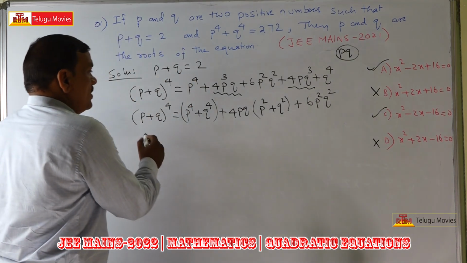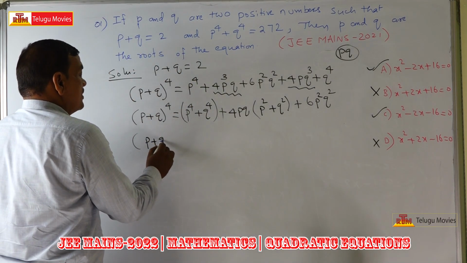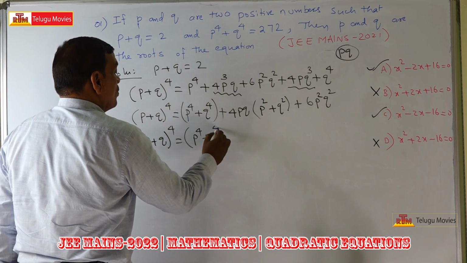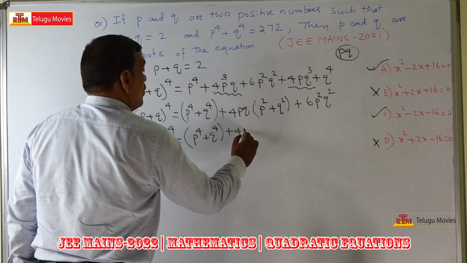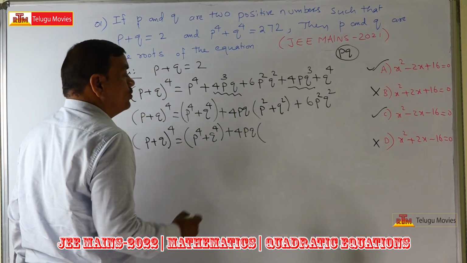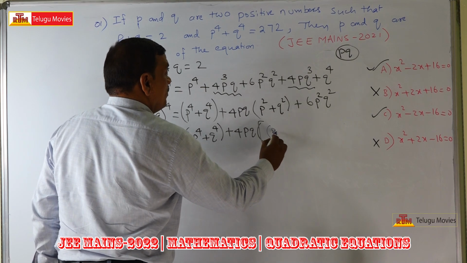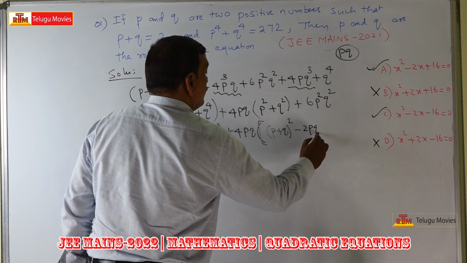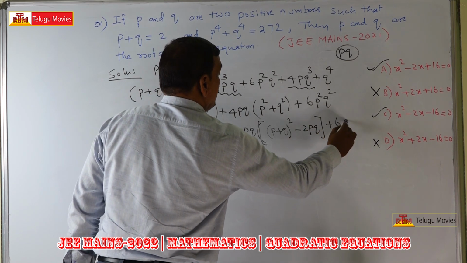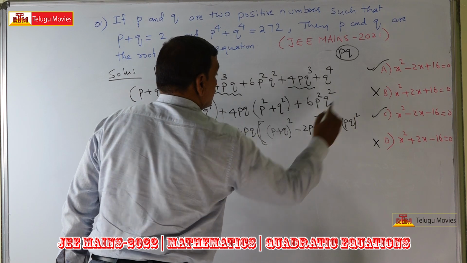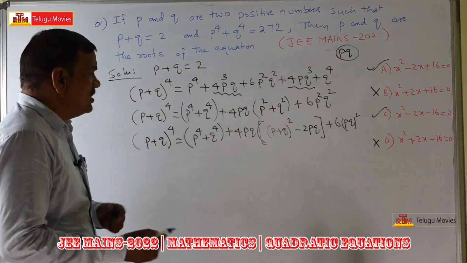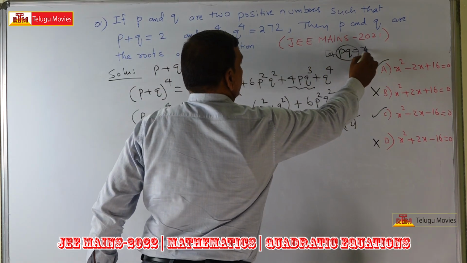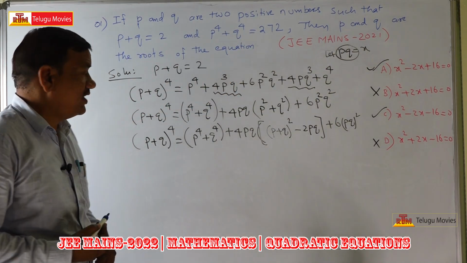Right, one more step I will write it as like this, p plus q whole power 4. This is p power 4 plus q power 4 plus 4pq times this value, which I can write as p plus q whole square minus 2pq, plus 6pq square. Okay now. So to solve this for my convenience, let us take pq value is x. Let us take pq is equal to x so that the problem will become easy.